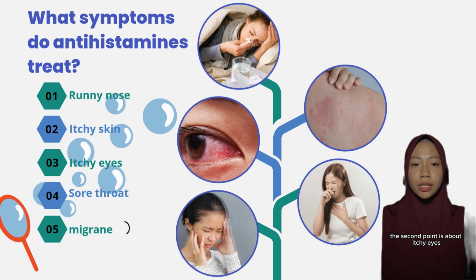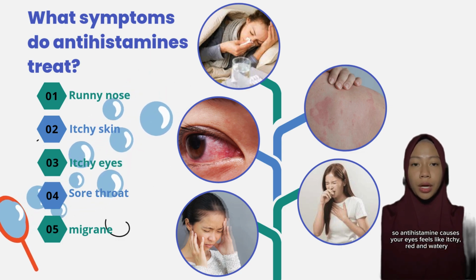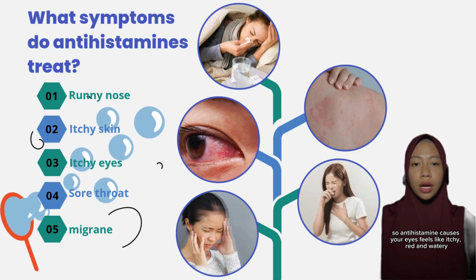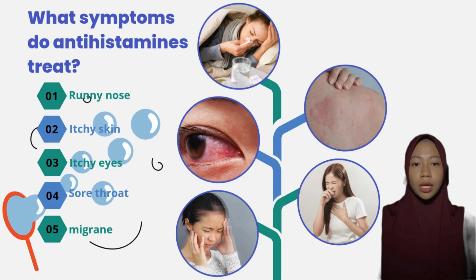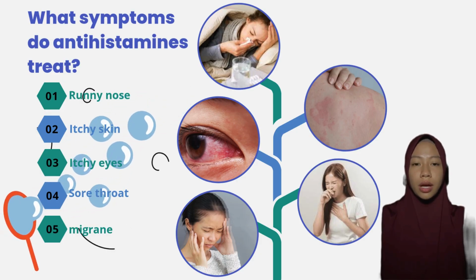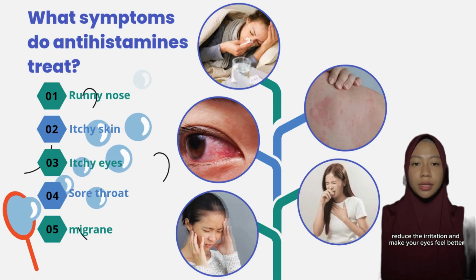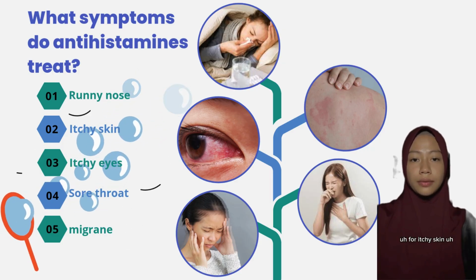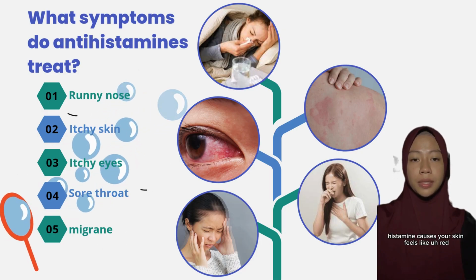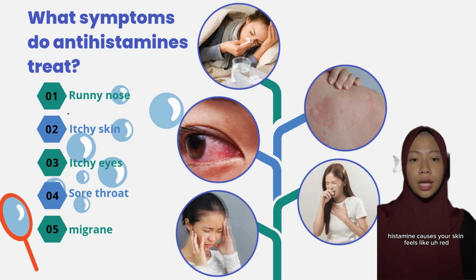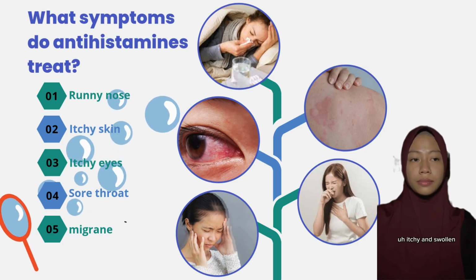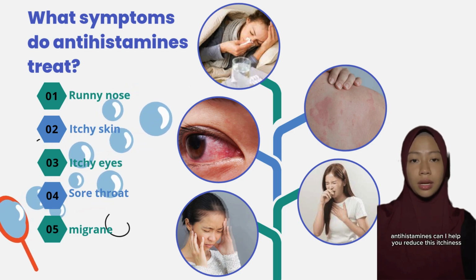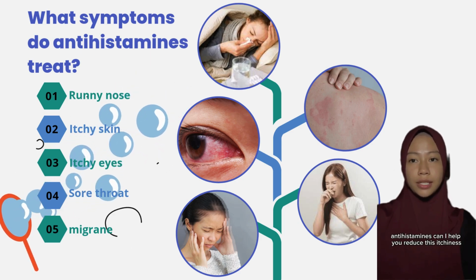The second point is about itchy eyes. Histamine causes your eyes to feel itchy, red, and watery. Antihistamine reduces the irritation and makes your eyes feel better. For itchy skin, histamine causes your skin to feel red, itchy, and swollen. Antihistamine can help you reduce this itchiness.